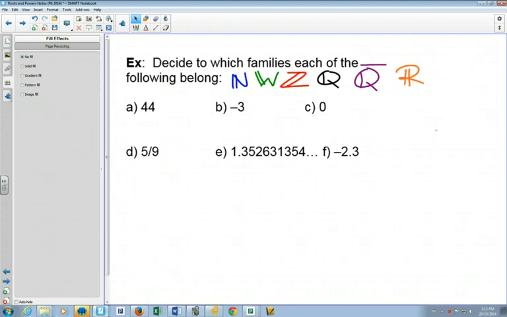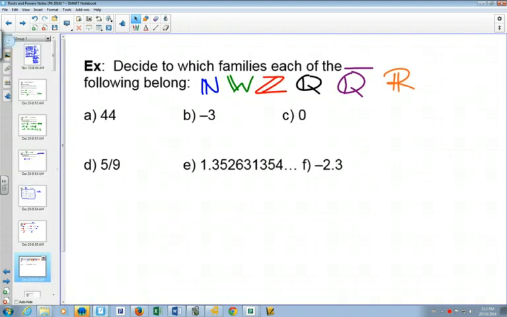Okay, 44. Which ones? Whole, yes. Natural, yes. Real. Good job. Rational. Done? The thing. Integers. Good.